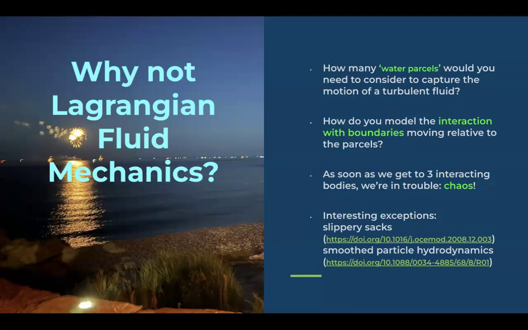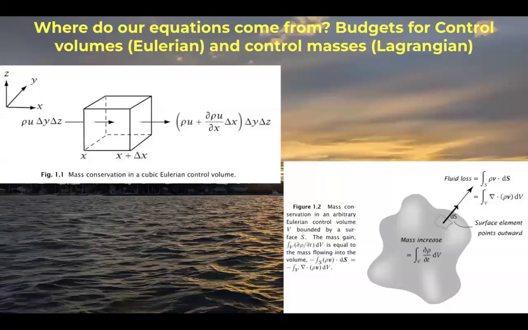There's sort of no non-chaotic Lagrangian perspective on how oceans work. There are interesting examples, slippery sacks. There's a funny way of thinking of it: you filled it up with little slippery sacks that slid on top of each other, and that's one way of doing numerical methods. And then smoothed particle hydrodynamics is another way where you make little balls that bang into each other. You can actually do fluid dynamics with both of those, but it's not very efficient in most cases.